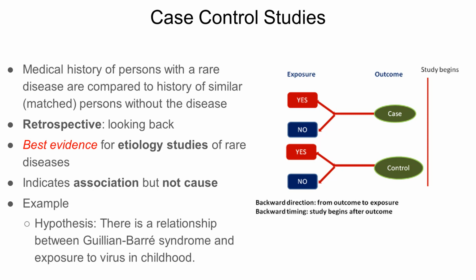This is going to be the best kind of evidence for the etiology of some sort of rare disease, but it's important to note that this kind of study indicates association, but not actual cause. So exposure just indicates that you're more likely to have this problem, but it doesn't indicate that this exposure caused the problem that you have.